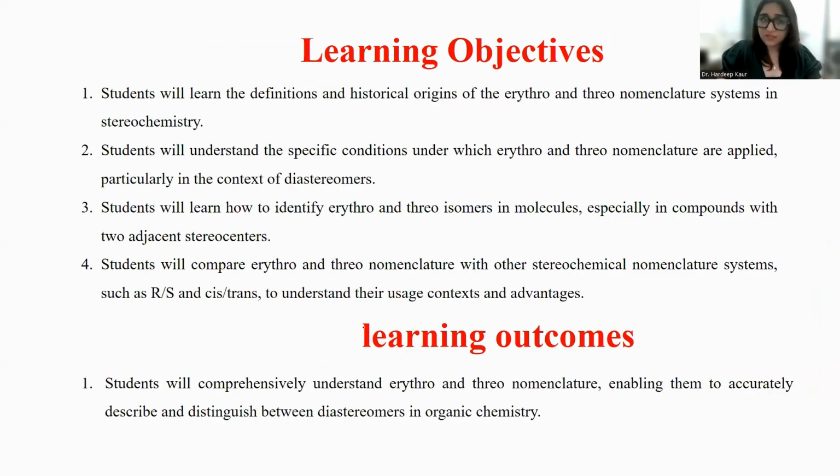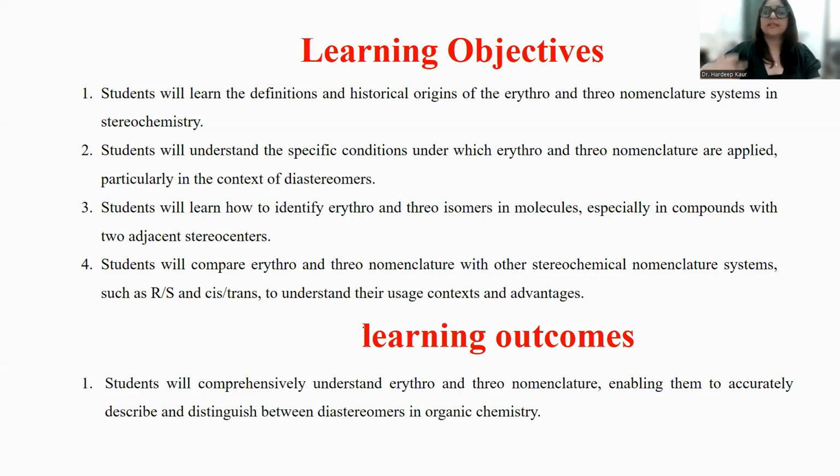So, what will the students learn? First of all, students should know the historical origin of erythro and threo nomenclature in stereochemistry. And they will also understand the specific condition under which erythro and threo nomenclature are employed, particularly in the context of diastereomers. And students will also learn how to identify erythro and threo isomers in a molecule, especially in compounds with two adjacent stereocenters, meaning there are two or more stereocenters.